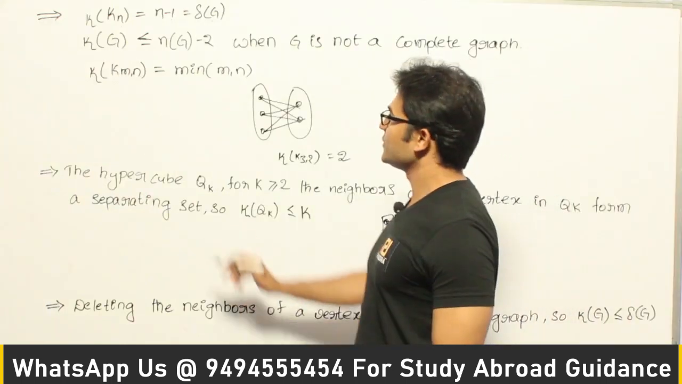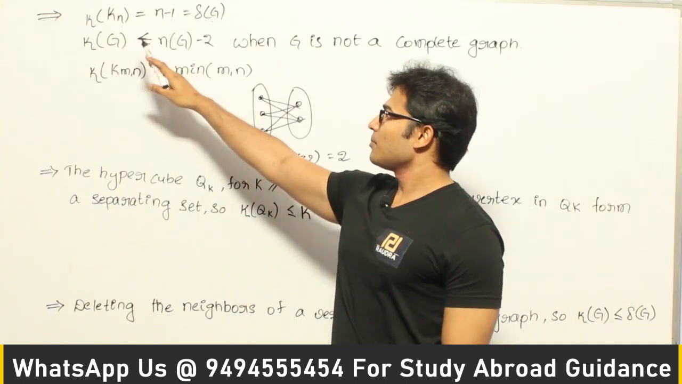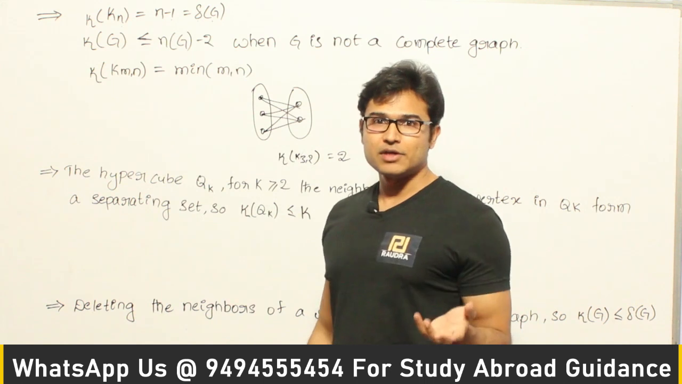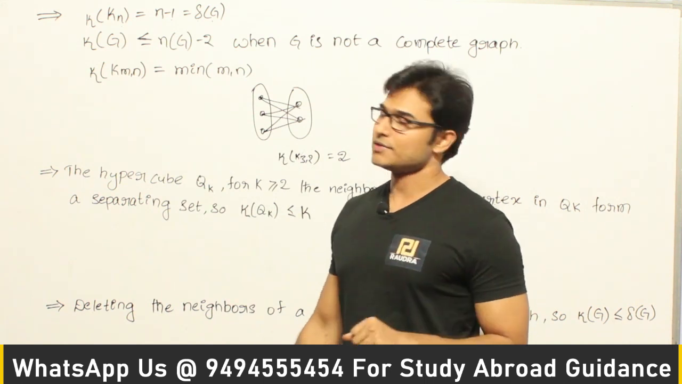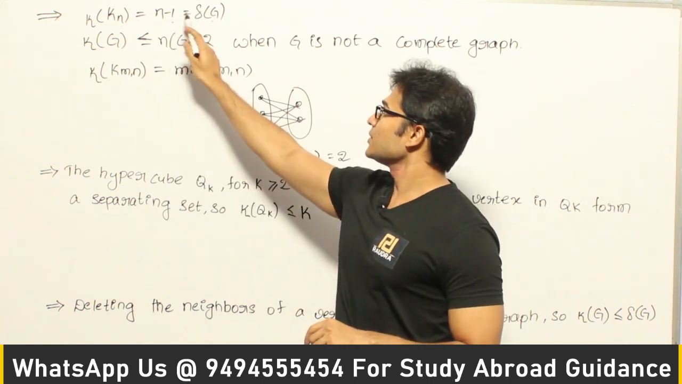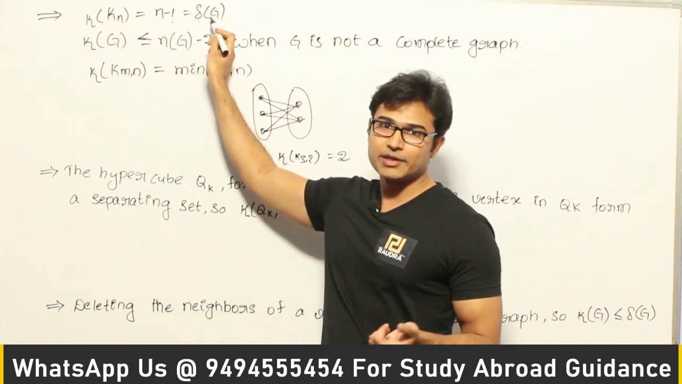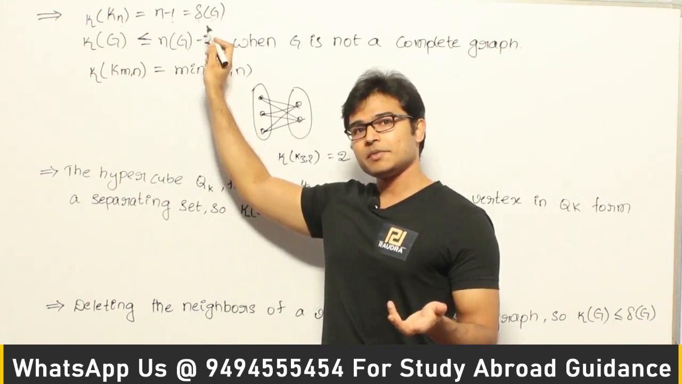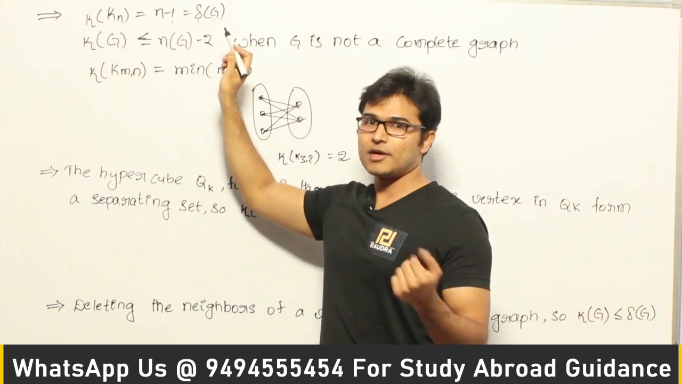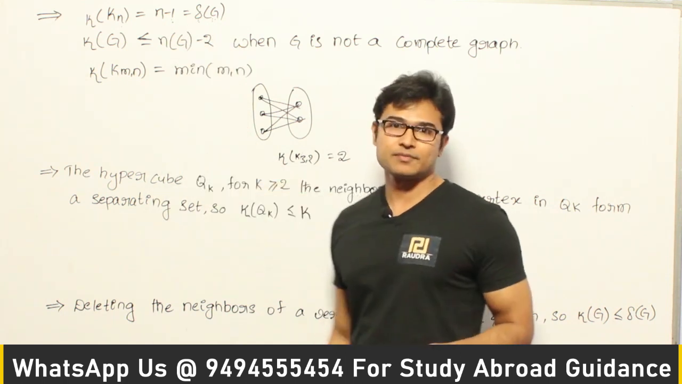Now let's look at these points. First one is kappa of Kn, which is nothing but the connectivity of a complete graph with n vertices, that is equal to n minus 1, that is equal to delta of G. So in this case delta of G is nothing but the minimum degree.